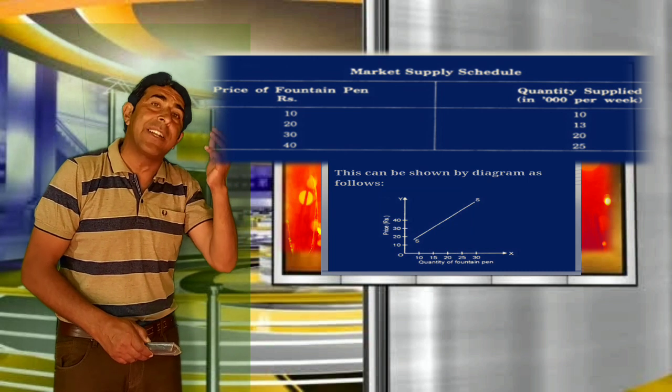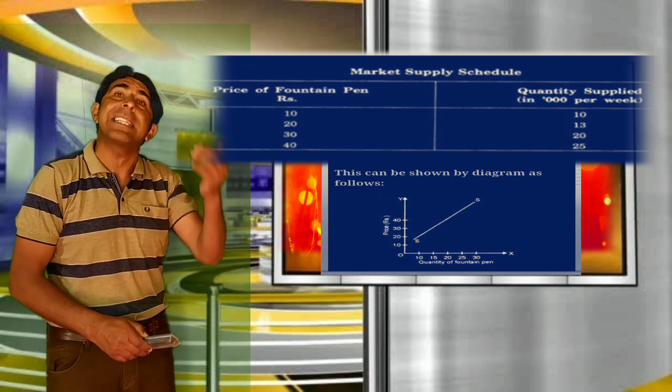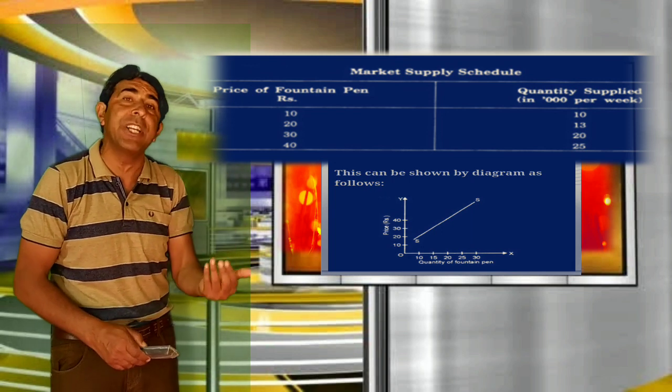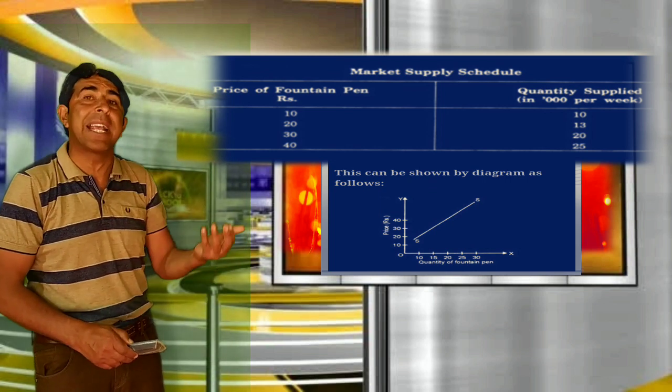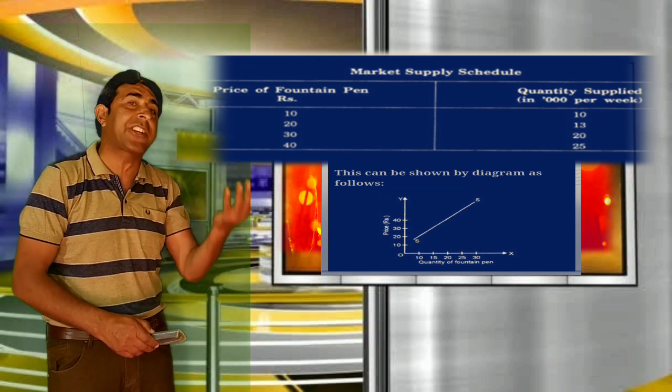It is clear that the law of supply explains that there is a direct relationship between the quantity supplied of the commodity, or you can say the amount supplied of the commodity, and its price. The price and the amount supplied of the commodity move in the same direction.